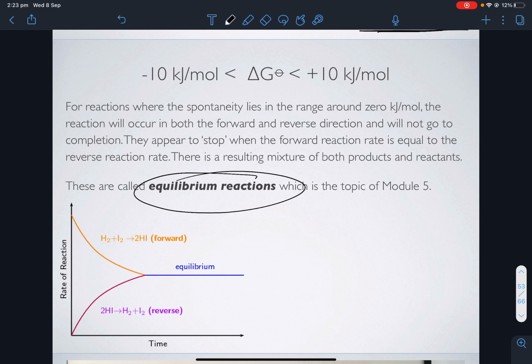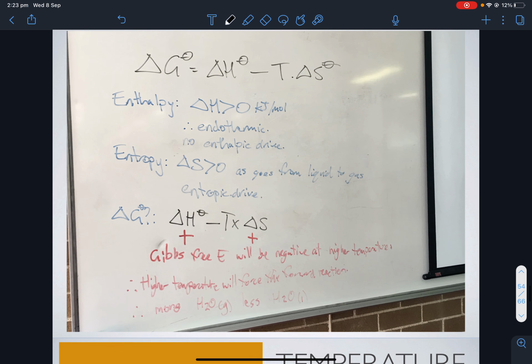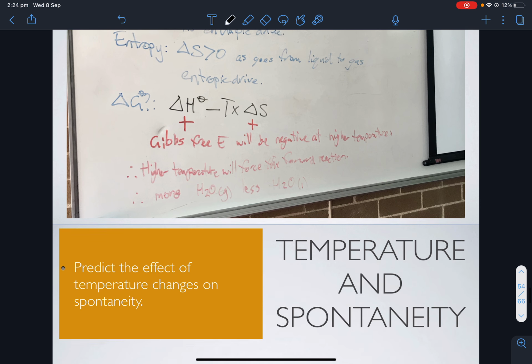So looking at the rate of reaction over time for the forward and the reverse reactions, the reverse starts up and the rate of reaction for the forward decreases, but they reach a non-zero point and they stabilize, and we call this a chemical equilibrium. We're not going to go too much into it now because that is Module 5, equilibrium reactions. Okay, so there's some board work there to help you out.